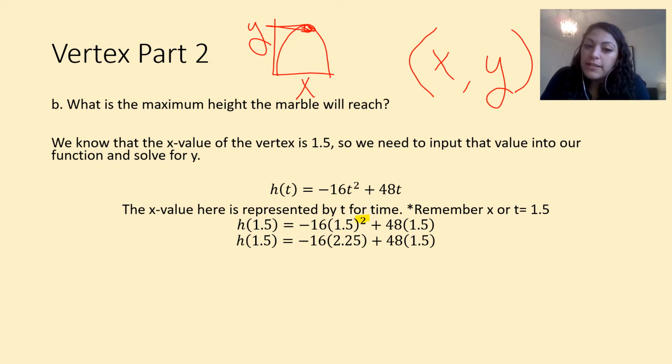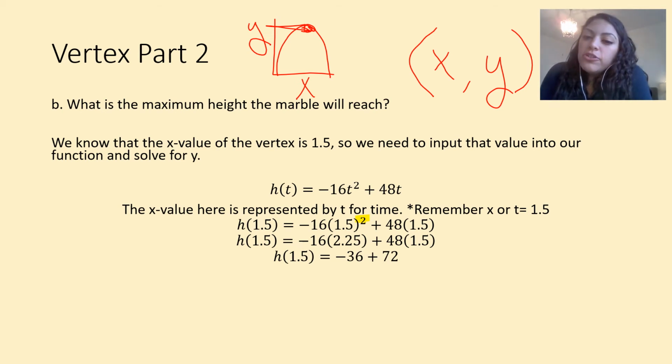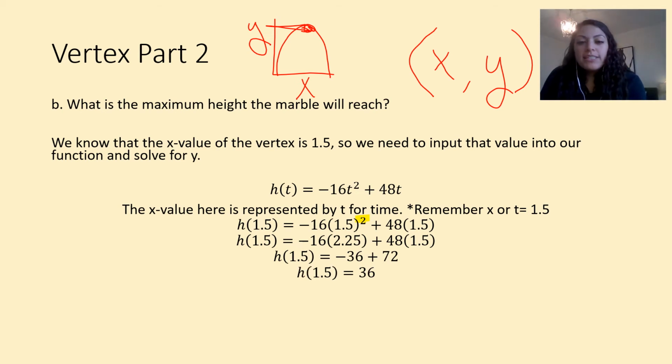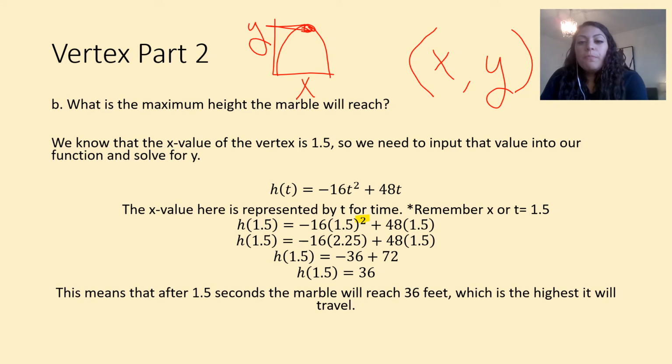Now we can multiply. So we can multiply the negative 16 times the 2.25 and the 48 times 1.5. So we end up getting negative 36 plus 72, which gives us 36. So we have h of 1.5 equals 36. So that means the height after 1.5 seconds have passed is 36 what? 36 feet. So that is the highest the marble will ever get because this is the maximum. We saw for the vertex, which is the max.